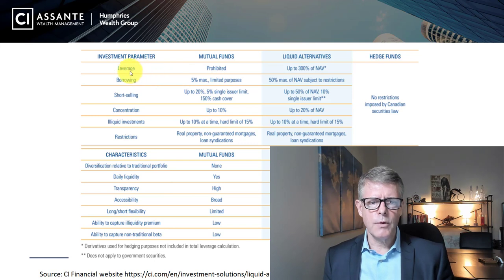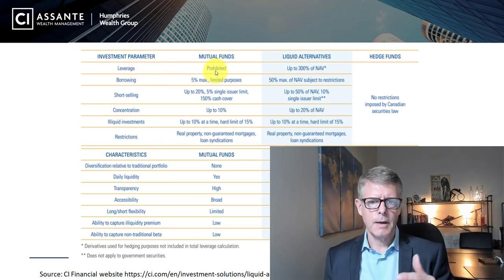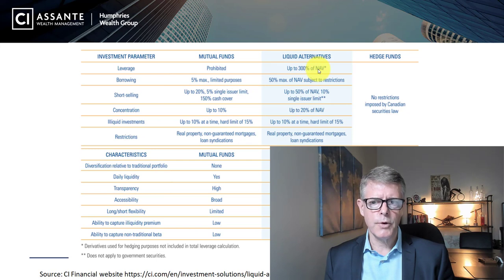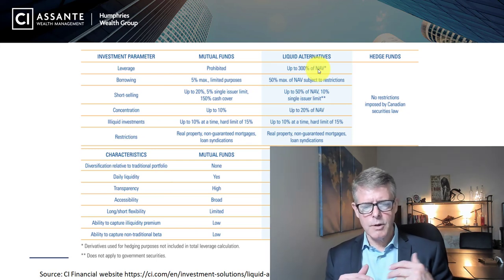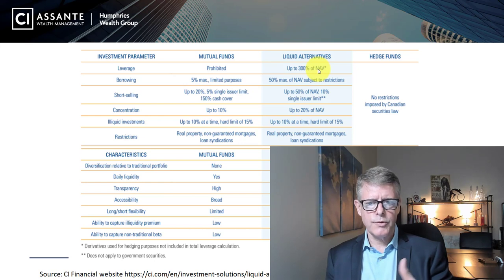So if we look at the whole area of leverage, mutual funds are prohibited from borrowing money and getting that borrowed money into the market. Liquid alternatives can borrow up to 300% of the net asset value of the portfolio. So if they're managing $1 billion, they could lever up another, let's say, $3 billion. So you can see how that could be very powerful as a way of enhancing performance or sometimes even managing risk, particularly in an environment where interest rates are so low.